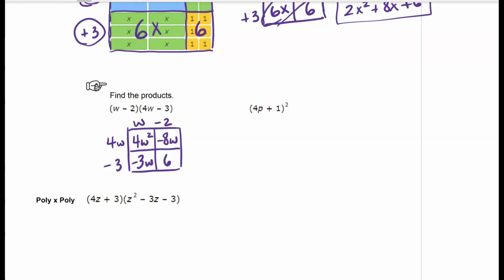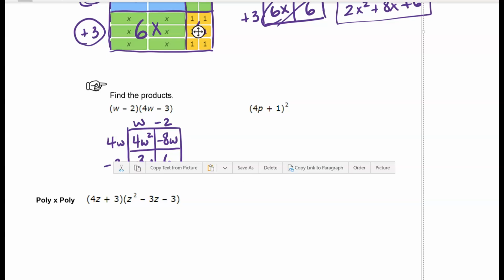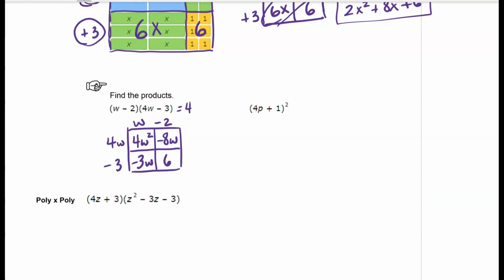Now I want to add up everything that's in the boxes. So I have 4w squared. And if I add these like terms in the diagonal box, negative 8w and plus negative 3w is negative 11w. And then I need the plus 6.